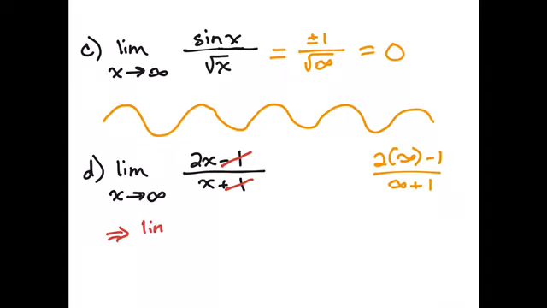So this looks like the limit as x goes to infinity of 2x over x. Well, x over x goes to 1. So what is this limit going to be? It's 2. So everything just cancels out. Those infinities do cancel out in this case.